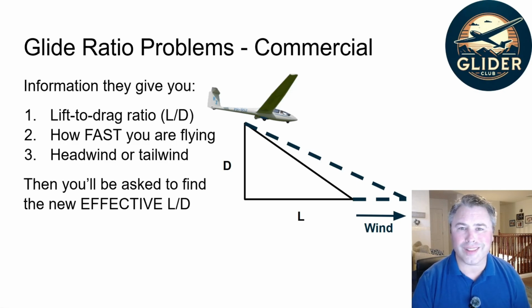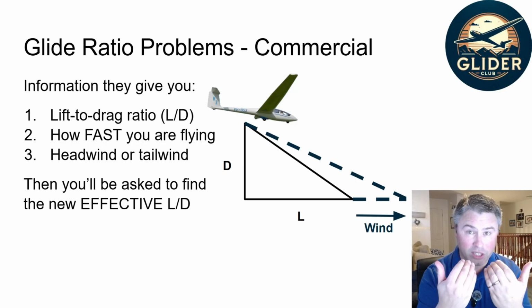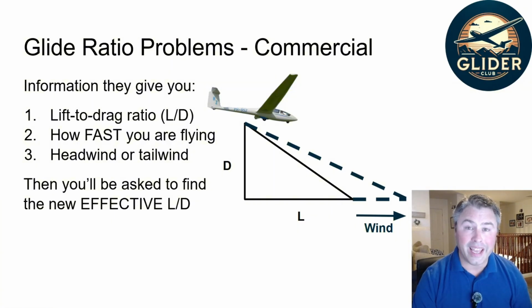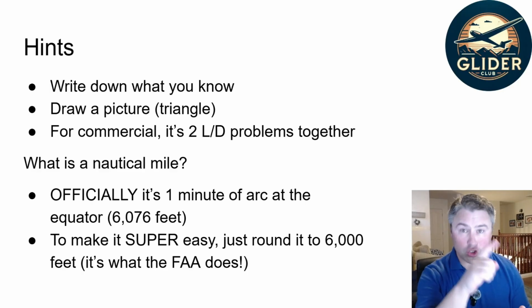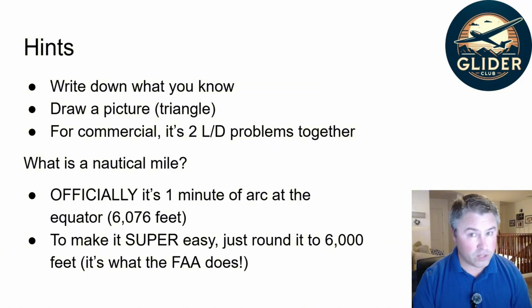For the commercial glider knowledge test, the FAA takes the glide ratio problems you're used to and makes them more complex. Now, in addition to your normal lift to drag ratio, you're also going to be given either a headwind that pushes against you or a tailwind that carries you, and you'll be asked to compute an effective L over D of what the glider's actually doing over the ground. The hints that we're used to of writing down what we know and drawing a picture of the L over D lift to drag ratio triangle still apply.